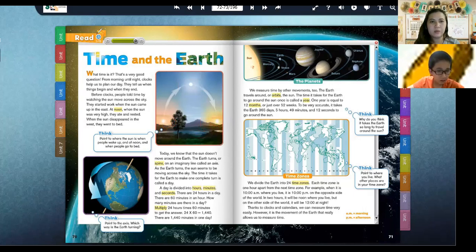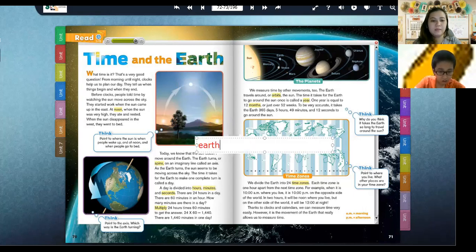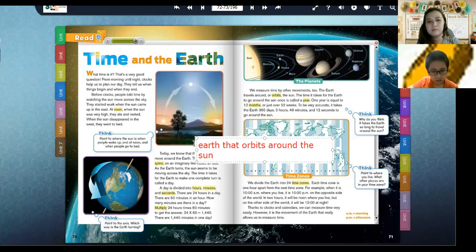Okay, there you go. So as you can see here, today we know that the sun doesn't move around the earth. So take note, the sun doesn't move around the earth, okay? It's the earth that orbits around the sun. The sun will not move, but rather it's the earth that orbits around the sun.